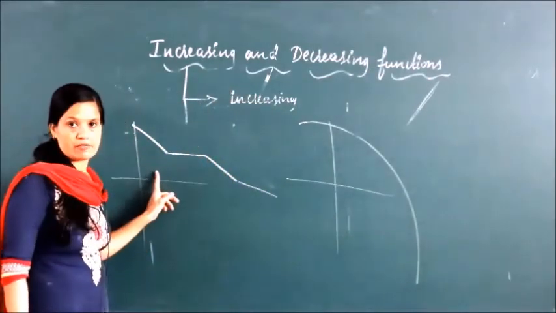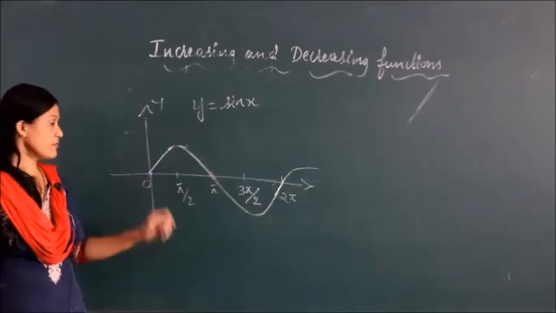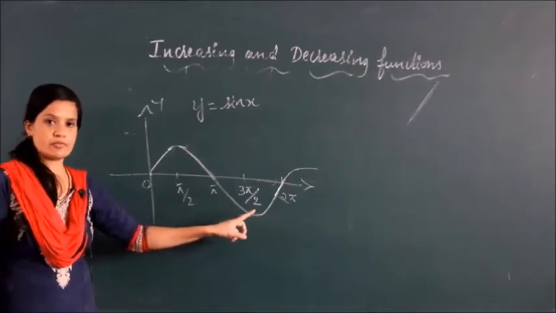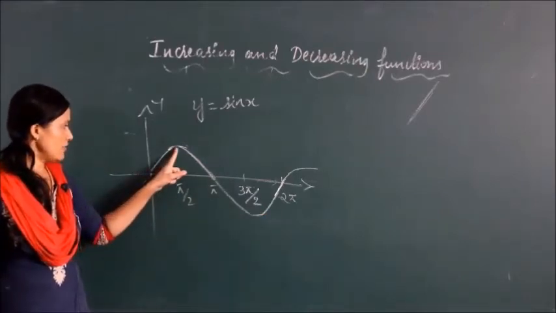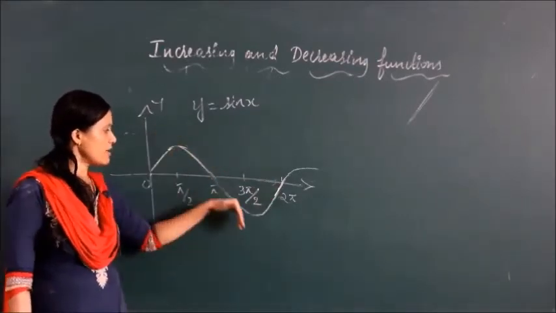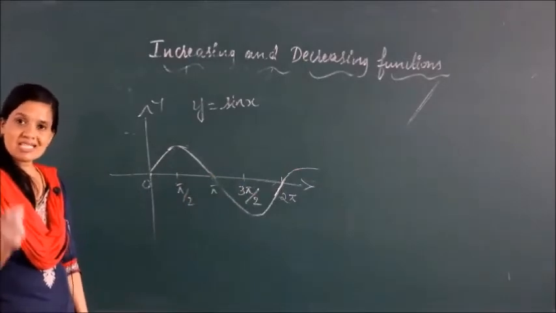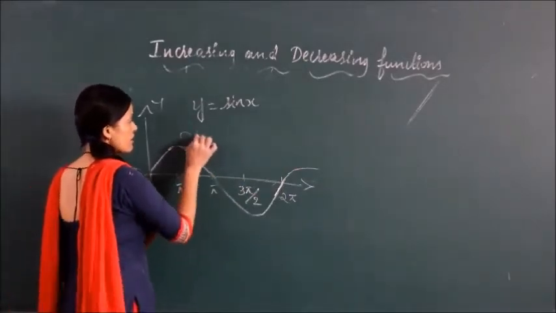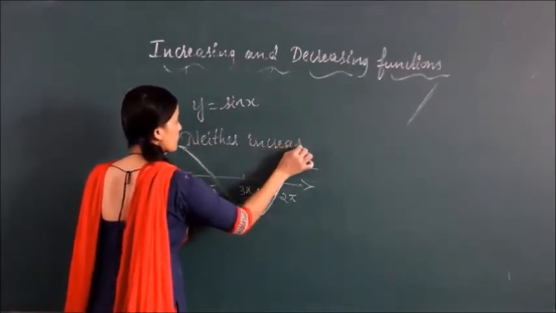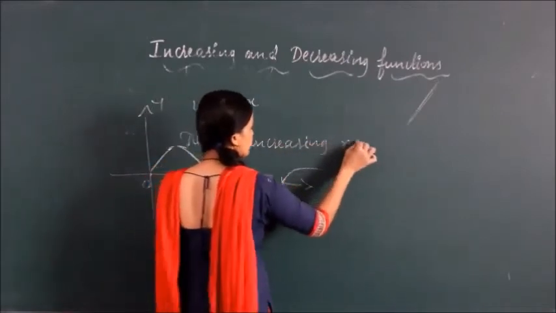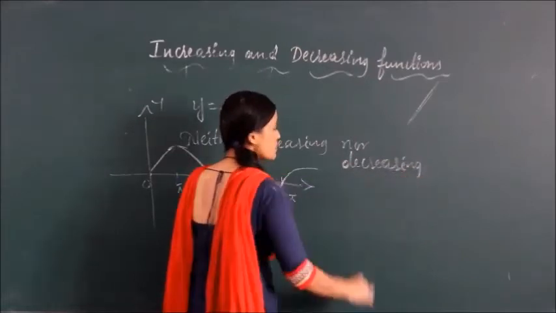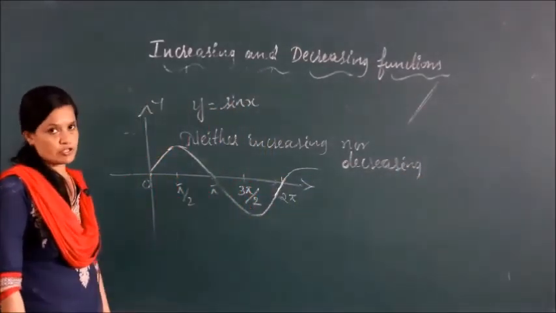This is a decreasing function. This is a graph of the sine function. See, there is periodic increase and decrease in the graph. In the first half interval, the graph increases. In the next interval, it decreases. So there is periodic increase and decrease in the graph. Such functions are called neither increasing nor decreasing functions.